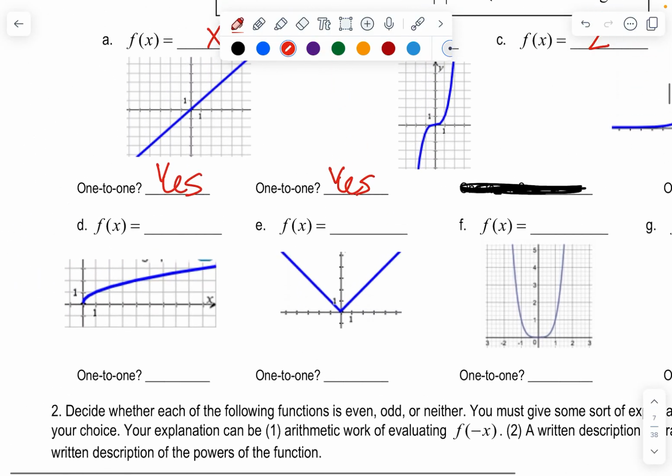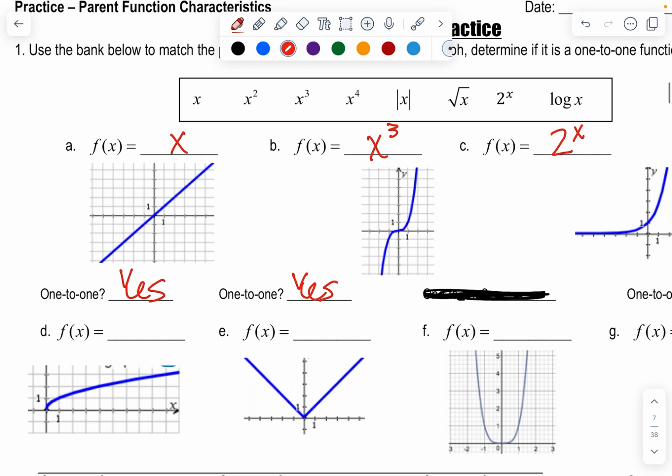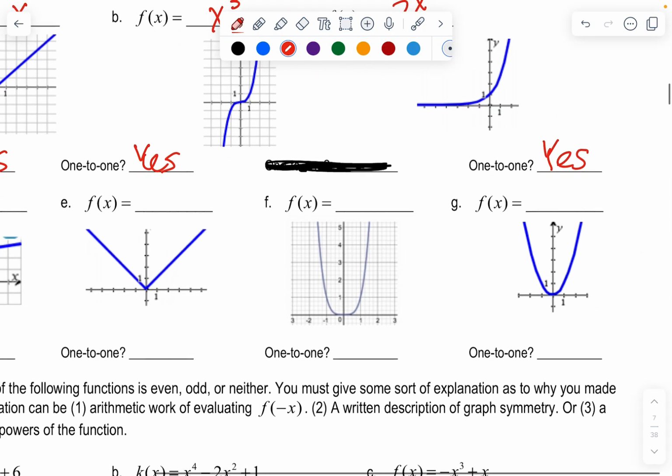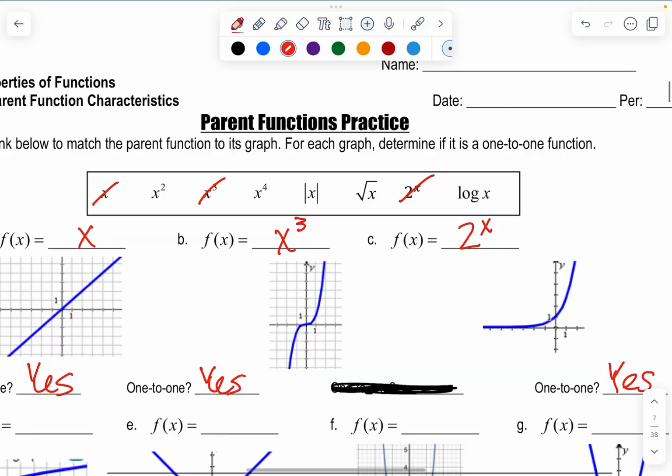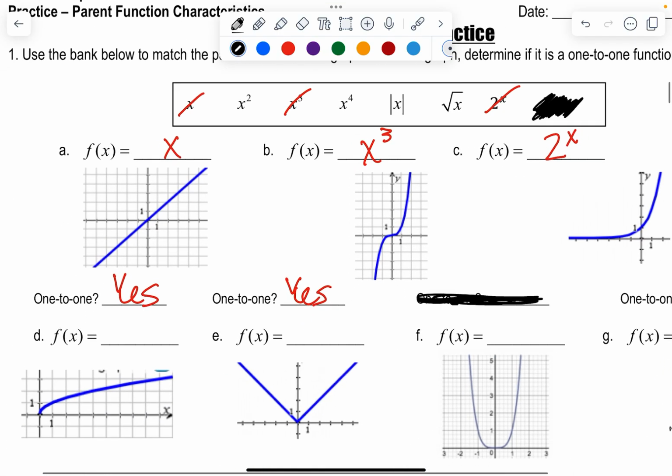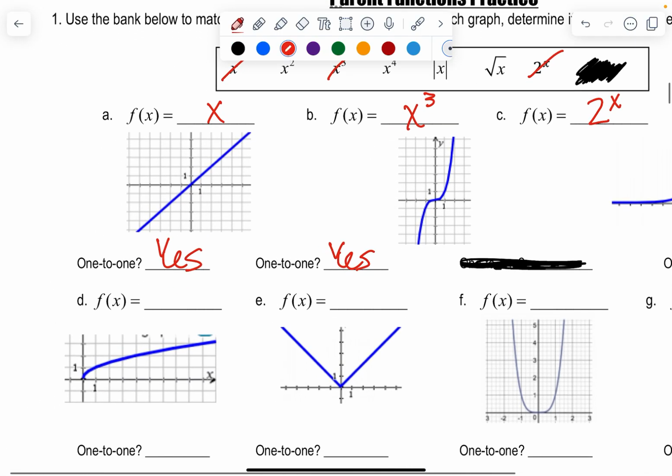All right, going down to the bottom group. Think about which ones we've used so far. We've used x, we've used x cubed, we've used the exponential function 2 to the x. So 4 parent functions left. We actually took log out, so I'm going to get rid of log here. We took log out for you guys. So we've got 4 left. This next one down here, the dead giveaway is that you have no negatives, so that is going to be your square root of x. I can't square root a negative.